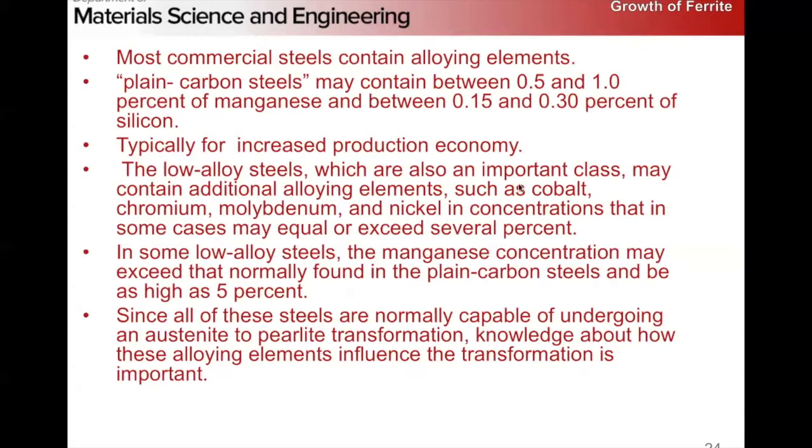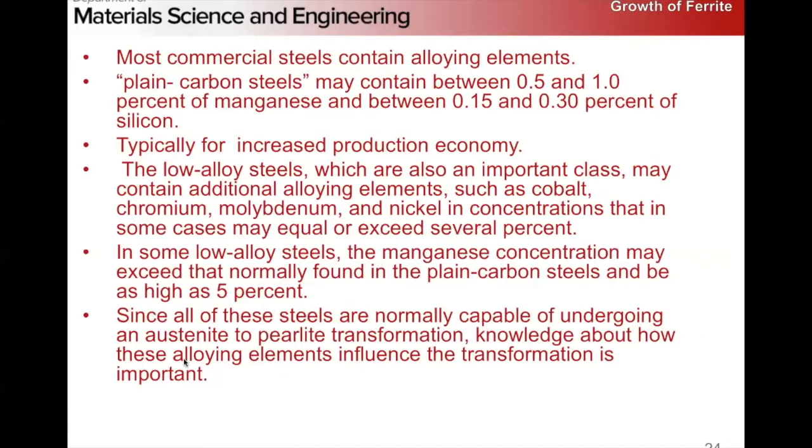Low alloy steels, right, contain additional alloying elements such as cobalt, chromium, molybdenum, nickel, right, in concentrations that can go up to several percent, right? And in some low alloy steels, we can even increase the manganese concentration, so we could go up to as high as 5% manganese, right?